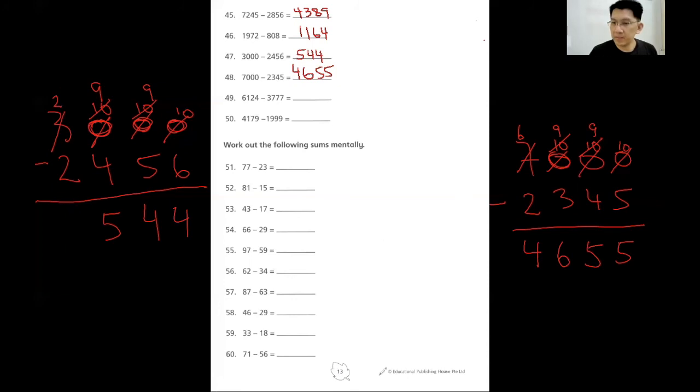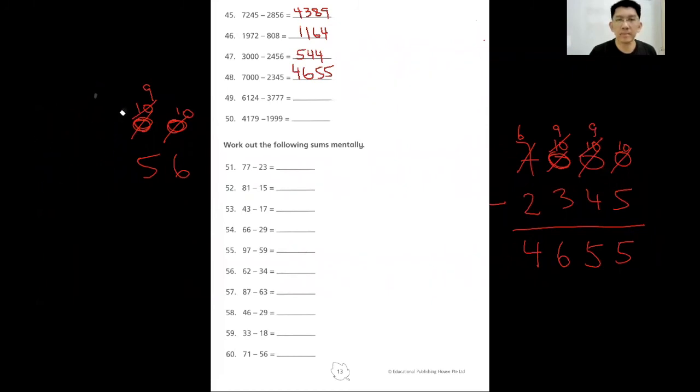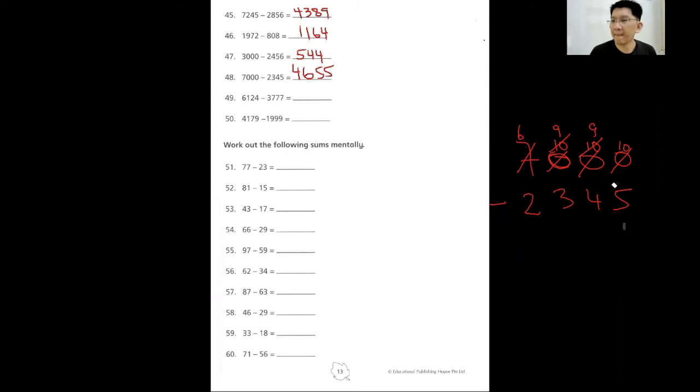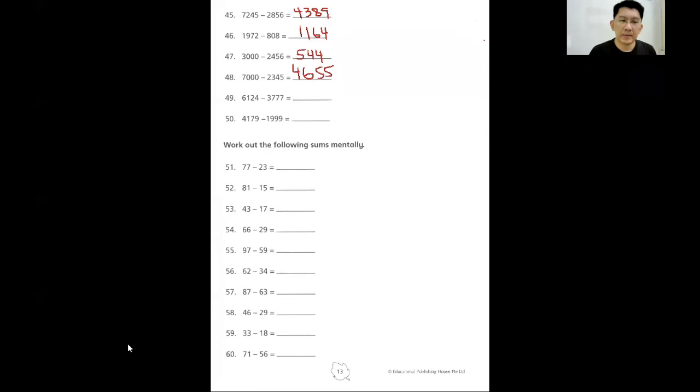So before moving to number 49, I need to clear some space here so I can do my working. Okay. So now I'm ready to move on to number 49. Number 49. 6,124 minus 3,777.